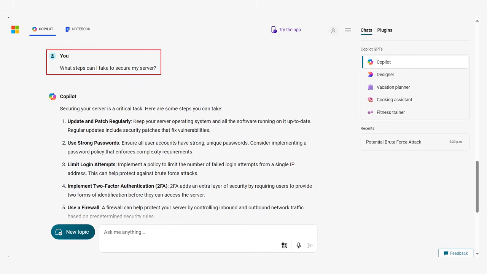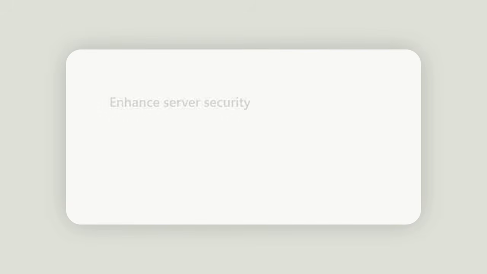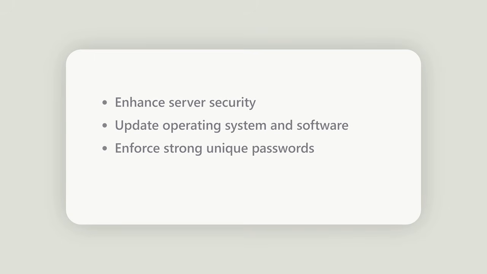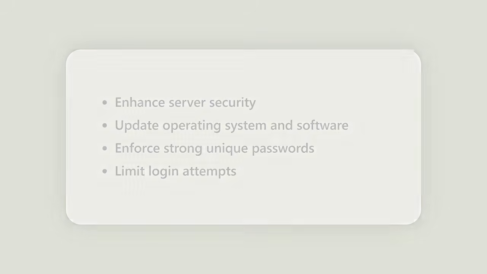Next, you can ask Copilot to suggest some mitigation actions. What steps can I take to secure my server? Copilot will provide some recommendations. For example, enhance server security, maintain up-to-date operating systems and software with regular patches, enforce strong, unique passwords, and limit login attempts to prevent brute force attacks.